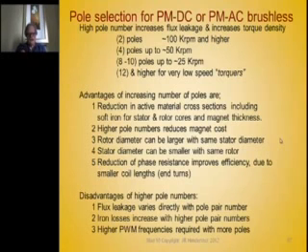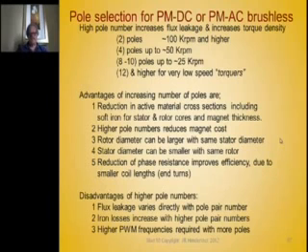But with the PM machines, you can go up to 50,000 RPM with 4 poles. You can go up to 25,000 RPM with 8 or 10 poles, and 12 poles or higher would be low speed, under 1,000 RPM, for applications such as torquers.